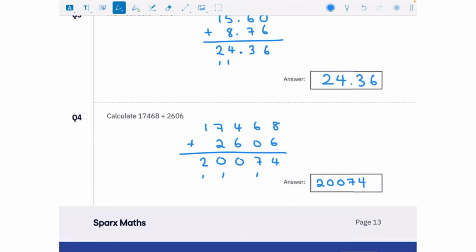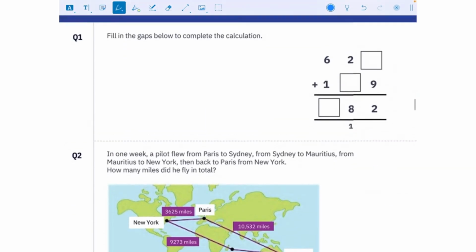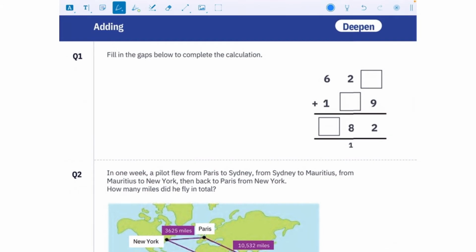Moving on to deepen, fill in the gaps below to complete the calculation. So we've got a grid here and we know that something add 9 needs to make 2. Well, how can that be? Well, we can see here that it's actually been a 12 and we've carried the 1. So that needs to be 3. 3 add 9 would make 12 and then we can carry the 1.